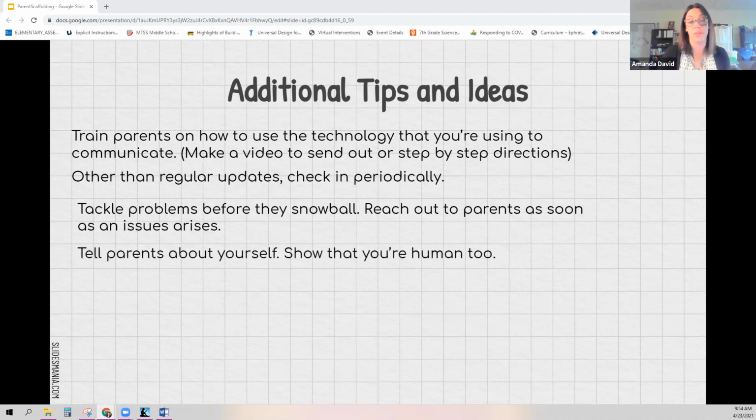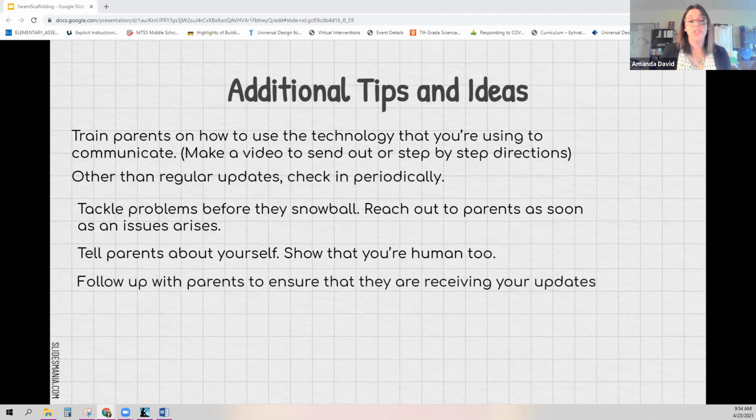Tell parents about yourself. Show that you're human too. I already said this, but I have to say it again. If you're a parent, mention that you're a parent. If you're a dog mom, mention that you're a dog mom. Whatever the case may be, just showing a little bit of yourself shows that you are a person. And oddly enough, sometimes that's all you need to change how a parent approaches you.